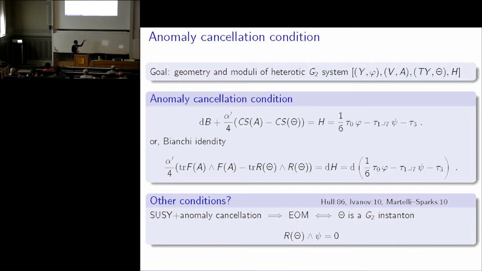So our goal is to describe this whole heterotic G2 system, and I've talked about the geometry and the bundle, but I also need to talk about the flux. The flux is related to this anomaly cancellation condition, so what we need to ensure is that this is also true in our compactification. We have this constraint here, and if we take the exterior derivative of this, then we get the Bianchi identity, which says that this combination of traces of curvatures should be equal to this exact form here.